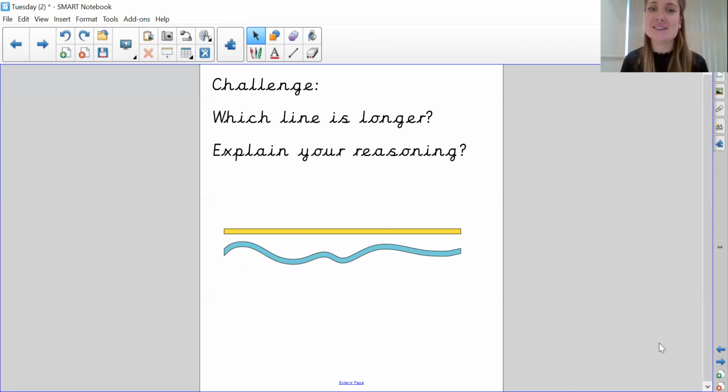Okay, welcome back for our challenge. Our challenge here, I want you to use your reasoning, which means we explain. So I want you to have a look at these 2 lines here. I'd like you to explain which line is longer and why. How did you know that that line was longer? Can you see? I've got a line here and then I've got a really wiggly one here. How did you know which line was longer and why? You can write it down, you can video yourself explaining the challenge. Okay, so you have a turn at that one.